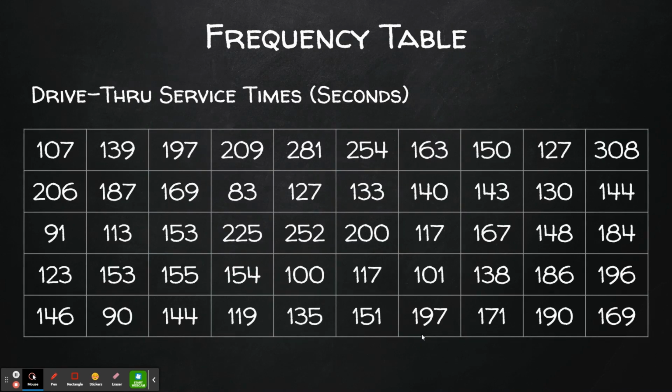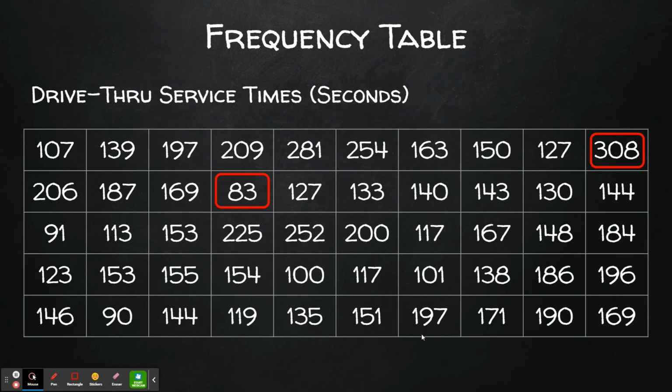Let's talk about how to make a frequency table. So we have a bunch of data here for drive-through service times in seconds for a local fast food restaurant. The first thing we're going to want to do is identify the smallest and largest values, which I believe are 83 seconds and 308 seconds. So that's about 250 apart. We want to create bins to put these values in. So I think we're going to start at like 75 and go every 50 seconds to make bins.